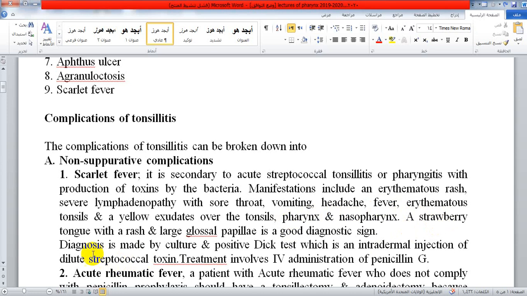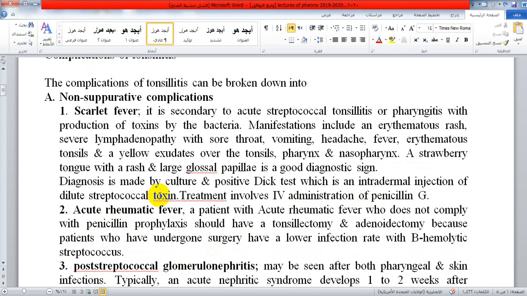A strawberry tongue with a rash and large glossal papillae is a good diagnostic sign. Diagnosis is made by culture and positive Dick test, which is an intradermal injection of dilute streptococcal toxin. Treatment involves IV administration of penicillin G. The second non-suppurative complication is acute rheumatic fever. A patient with acute rheumatic fever who does not comply with penicillin prophylaxis should have a tonsillectomy and adenoidectomy, because patients who have undergone surgery have a lower infection rate with beta hemolytic streptococcus.